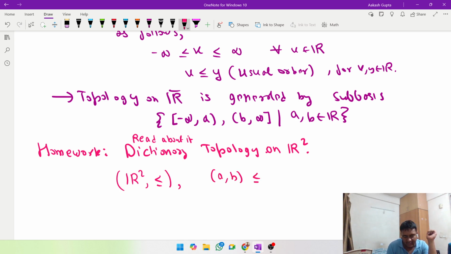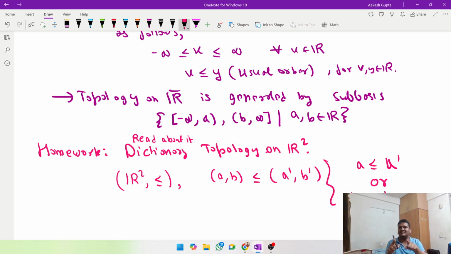So, (a, b) is related to some (a prime, b prime) if either a is less than a prime, or a is equal to a prime, which will imply, and this less than or equal is the usual one, I'm just using the same symbol, but I hope you are clear, this is the new order here. And this a and a prime, we already know how we compare on R. So that is that order. So b is related to b prime.